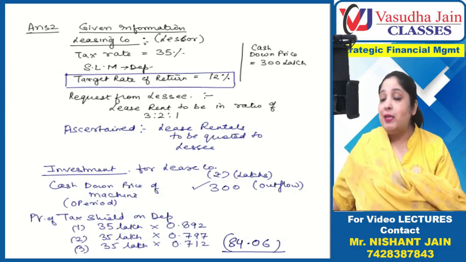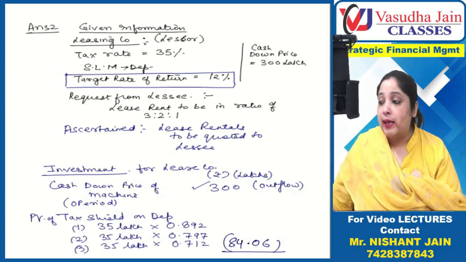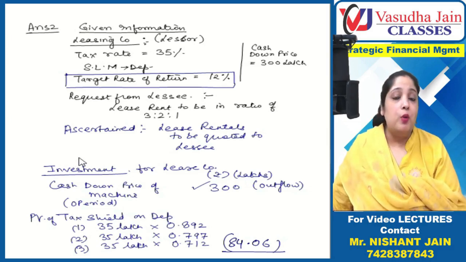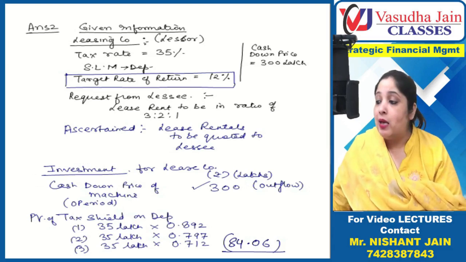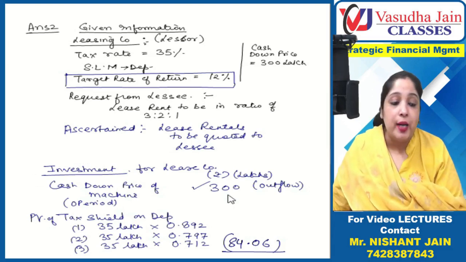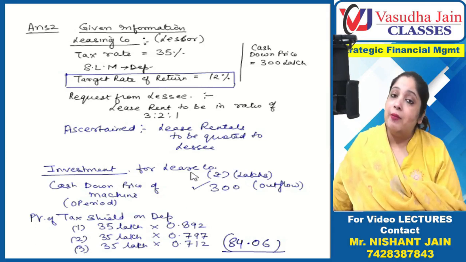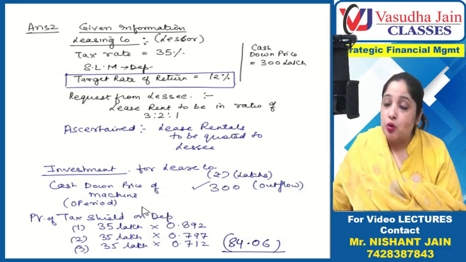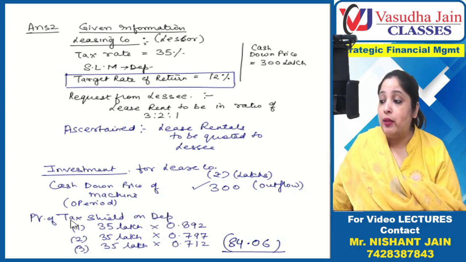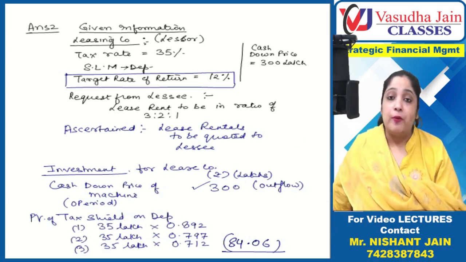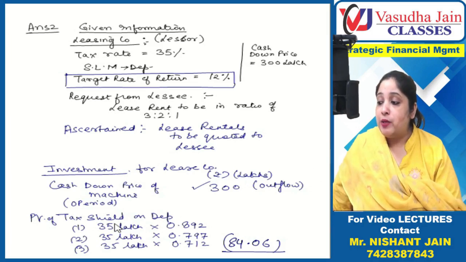company. Now, let me see what is the inflow and outflow for the fair finance company. If the fair finance company wants to give a machine on lease, first of all, it has to purchase that machine for 300 lakh rupees, an outflow. But since the fair finance company is the owner, it can claim depreciation also. So with depreciation, there will be a tax shield. The tax shield is of 35 lakh and that tax shield is for 3 years.